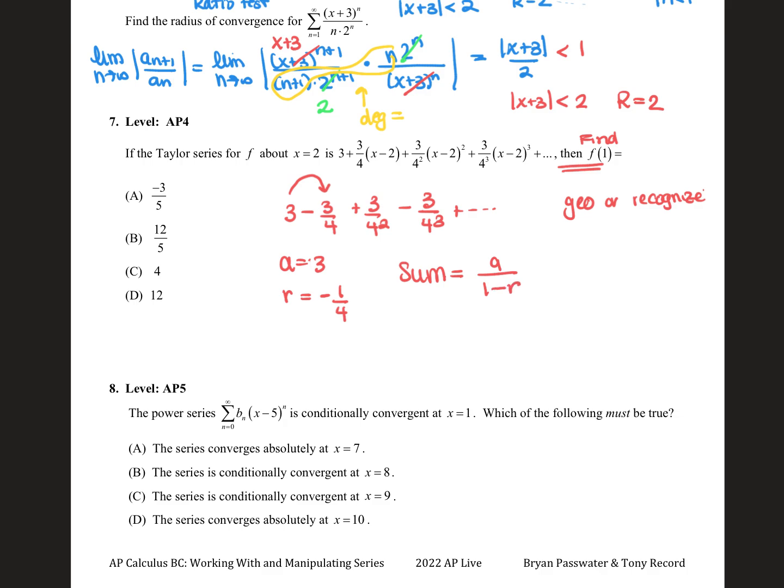This is a convergent geometric series because, first of all, it's geometric. It has a common ratio, and the common ratio is less than 1. So that implies that the geometric series converges. So a is 3 over 1 minus a negative 1/4. So 3 over 5/4 or 12/5.